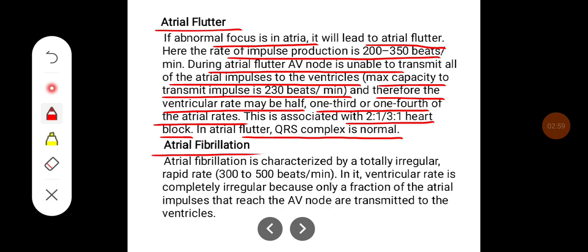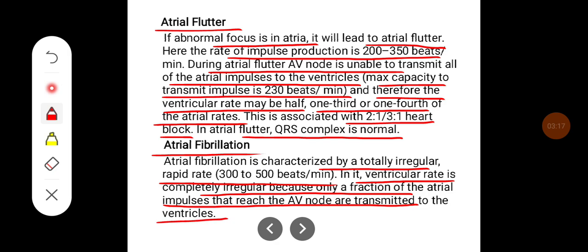Atrial fibrillation. Atrial fibrillation is characterized by a totally irregular rapid rate that is around 300 to 500 beats per minute. In this, the ventricular rate is completely irregular because only a fraction of the atrial impulses that reach the AV node are transmitted to the ventricles.